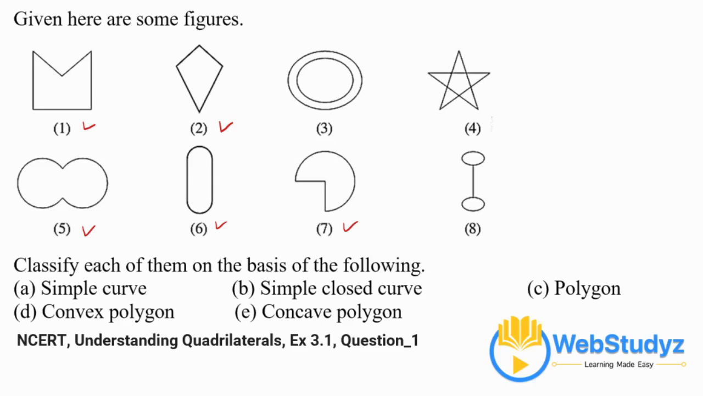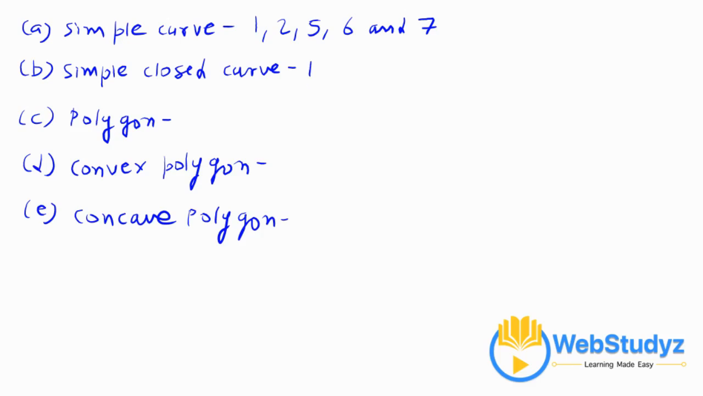Now, what is simple closed curve? Simple closed curves are 1, 2, 5, 6 and 7 because they are not intersecting itself as well as they are closed curves. So it comes under simple closed curve definition. So we can simply write 1, 2, 5, 6 and 7 are simple closed curves.